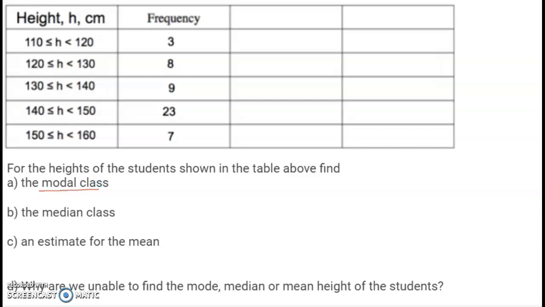We know from previous questions that the mode is the most common or most frequent value. As we don't know individual values from a grouped frequency table, we this time have to choose the class or group that has the highest frequency, that occurs the most. Looking at the data in this table, we can see that the 140 to 150 centimetre category has the highest frequency, a frequency of 23. That's higher than any other value on the table, and therefore my modal class is 140 to 150.